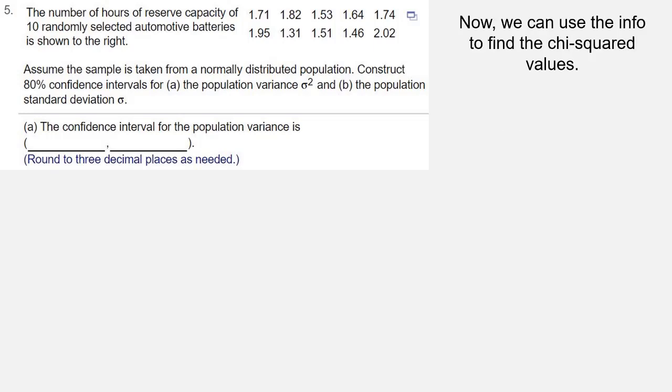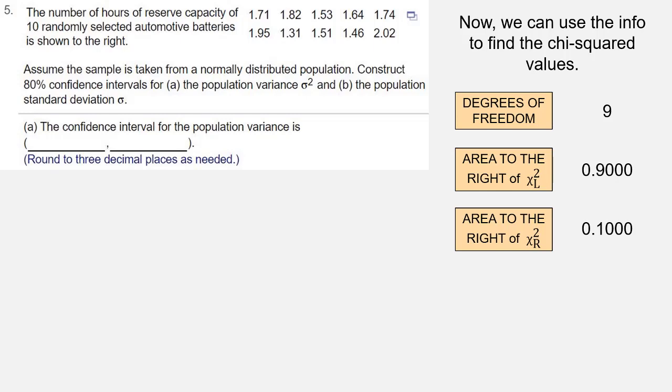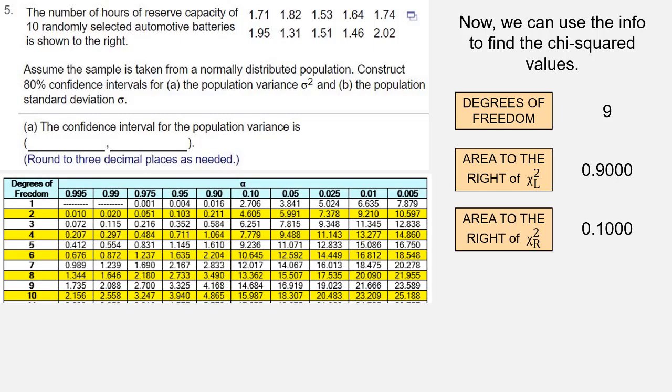Once we've got those values, we can turn to the chi-squared distribution table. So our degrees of freedom, remember, are 9. Area to the right of chi-square L is 0.9000. The area to the right of chi-square R is 0.1000. This is our chi-square distribution table, at least part of it, the only part that we need for this problem. So how do we figure out chi-square L, the actual value on the axis?